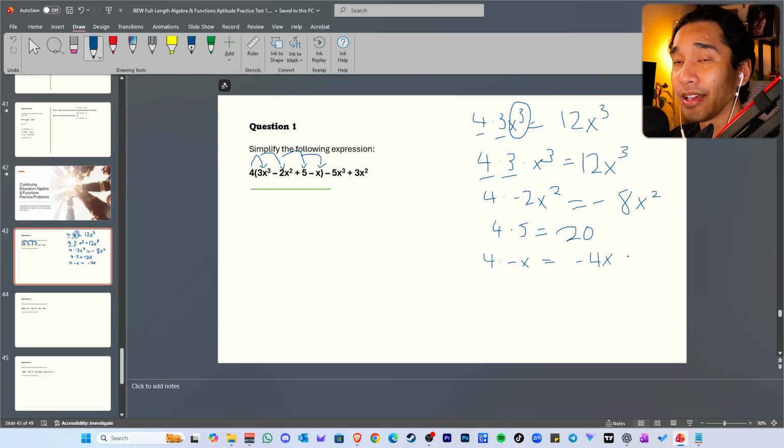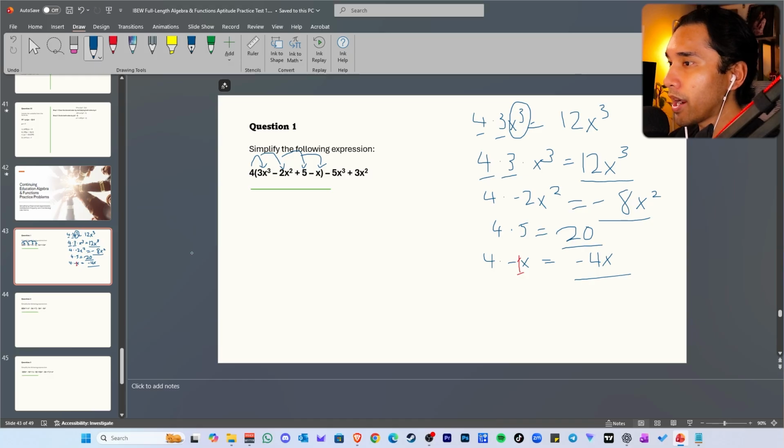Remember, a positive number multiplied by a negative always equals a negative. How I would write this down in my head is negative 1x. Just in my head. I wouldn't write this down all the time, but maybe you might like that method. That's how I learned, and that's how I distributed a negative. So in the end, we got 12x cubed minus 8x squared plus 20 minus 4x.